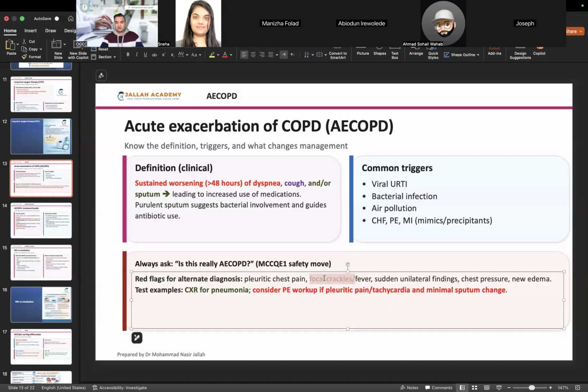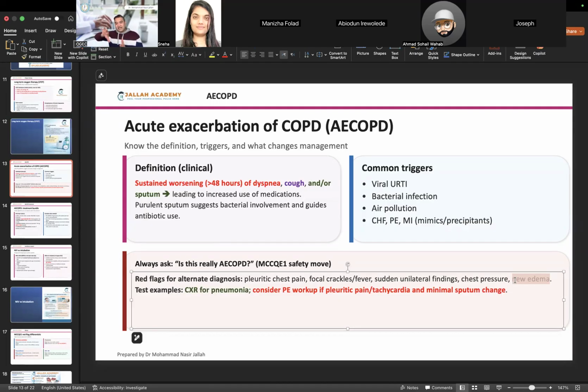If there are focal crackles and fever, or pleuritic chest pain, or a unilateral finding, chest pressure or edema, then it is not an exacerbation unless I rule out all other conditions. For example, if the patient has new edema, I have to rule out heart failure. If it is not heart failure, then it is an exacerbation.